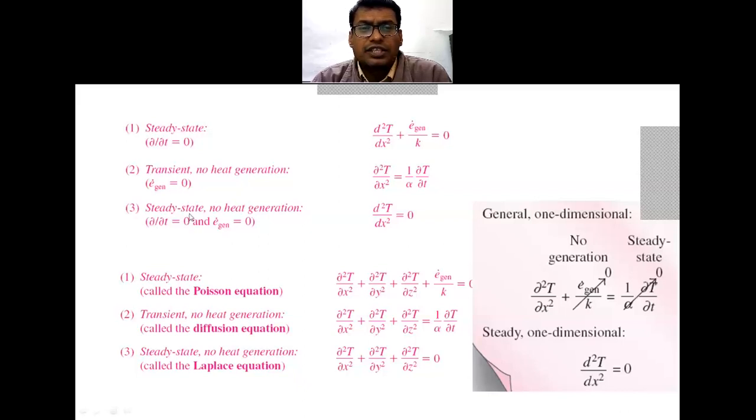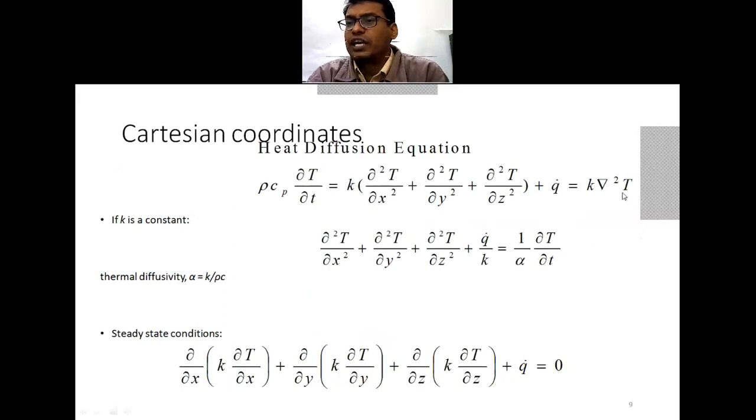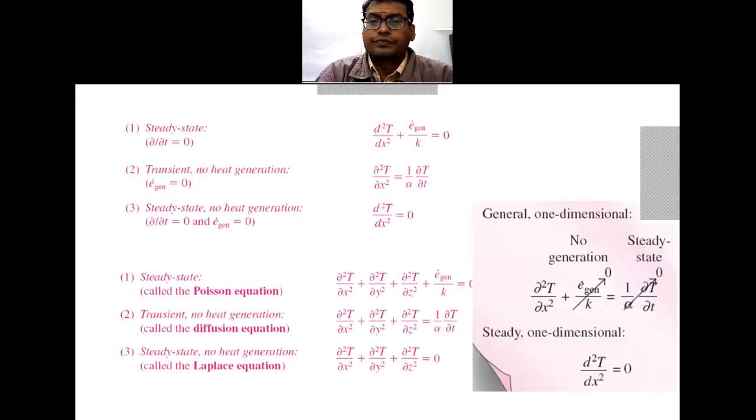The Laplace equation incorporates the third condition, that is the steady state condition and no heat generation condition. So this is the Laplace equation: del square T upon del x square plus del square T upon del y square plus del square T upon del z square is equal to 0. That is what is written in terms of the Laplacian operator also. This bracket is the Laplacian, del square T, which is the Laplacian squared upon T, and that is why it is called the Laplace equation. So you get Poisson's equation, the diffusion equation or Fourier equation, and the Laplace equation. These are the three equations.